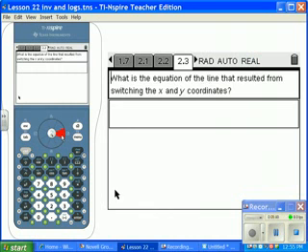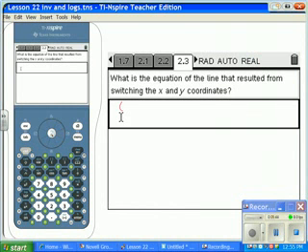All right. What is the equation of the line that resulted in switching the x and y coordinates? Our points were (3, 0) and (0, -1.5). Now, we can find the equation of this line by using something called the point-slope formula: y minus y1 equals m times x minus x1.